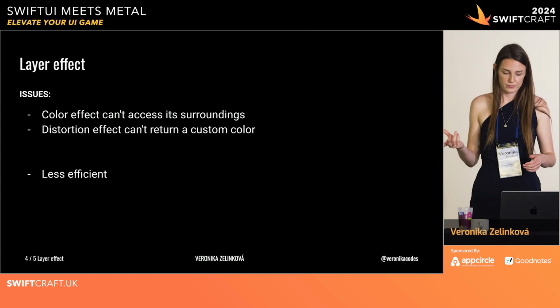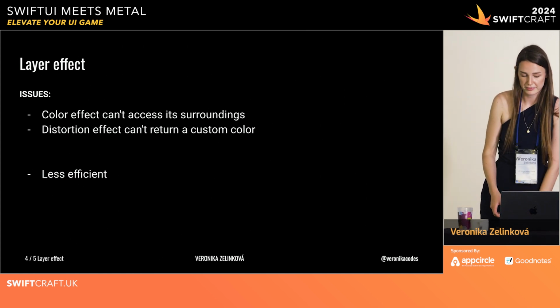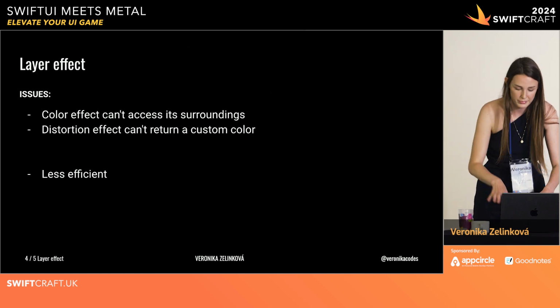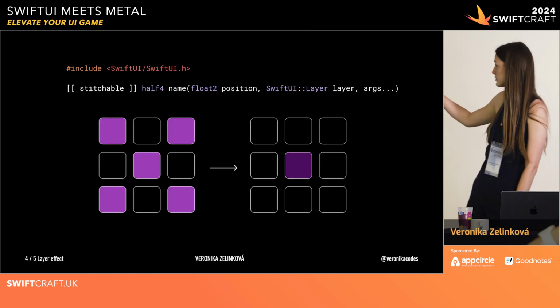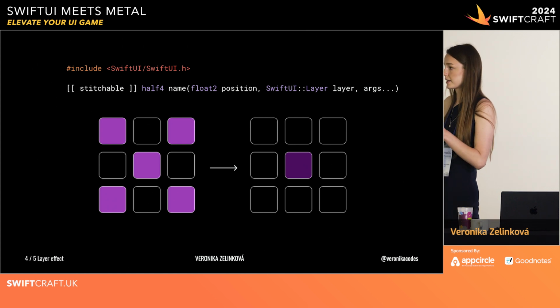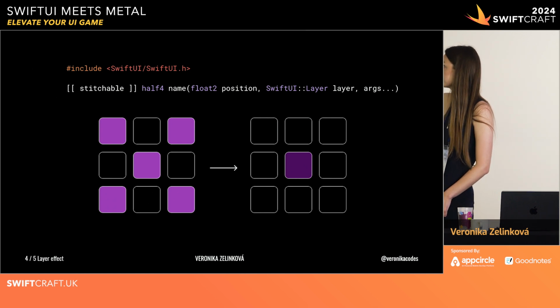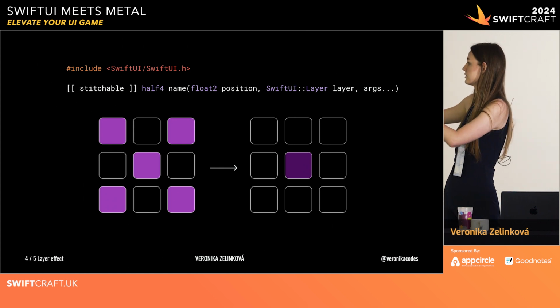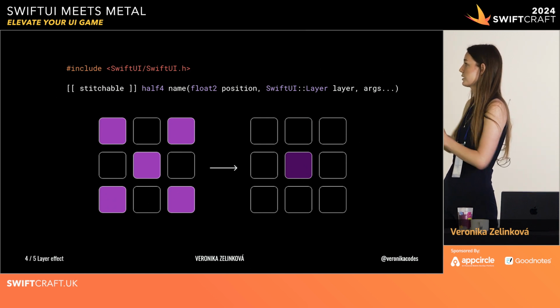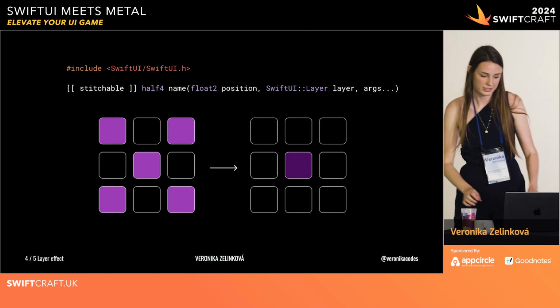So it's really cool that we have this layer effect, which is less efficient, but how it works is that on the input, we don't have a color, we have a layer. So we get the whole layer and we return a new color. That way we can check what other pixels are in the texture and make our decision about the final color based on that.